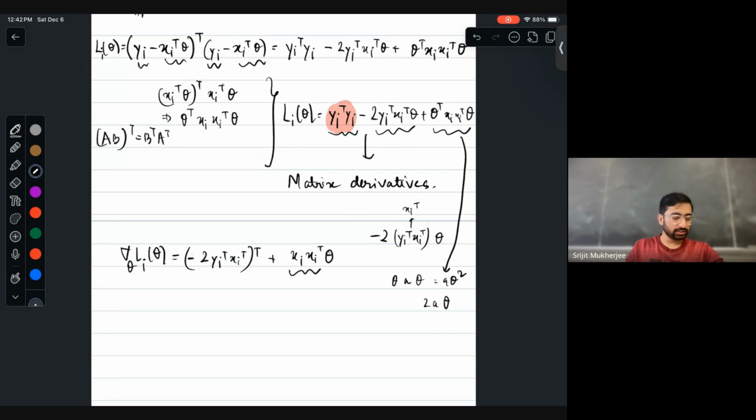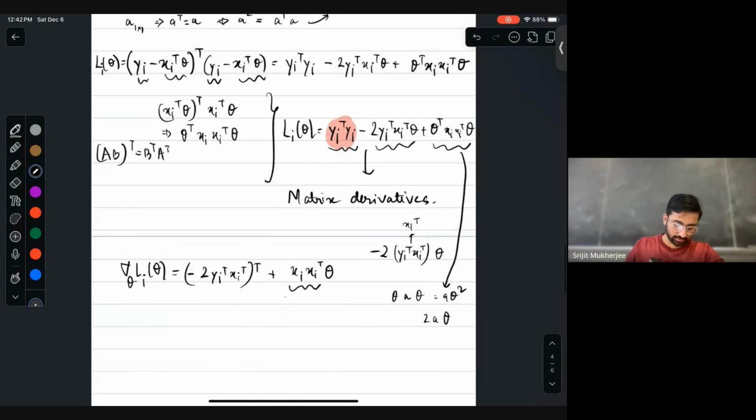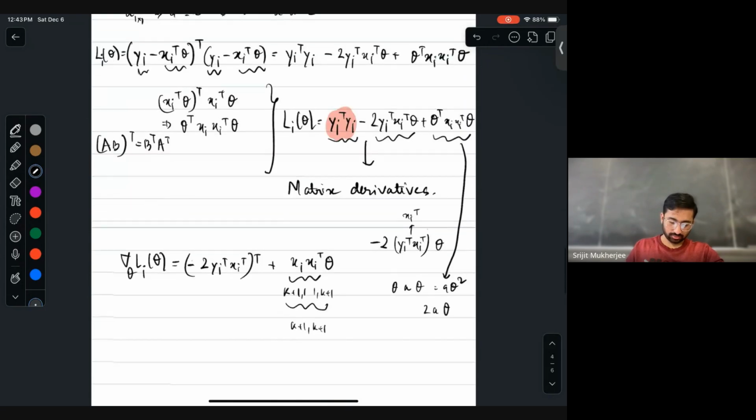and in the beginning it will be something like this, but you have to check the dimension. So xi is k plus 1, comma 1 dimension. Xi transpose is 1, comma k plus 1. So this entire thing is k plus 1, comma k plus 1. And theta is k plus 1, comma 1. So the output will be k plus 1, comma 1. So it's fine. Do you understand, guys?